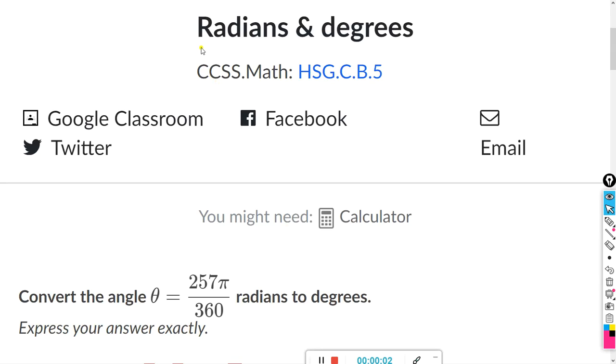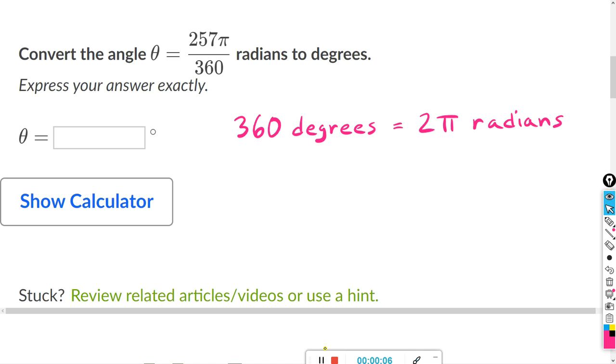This will be for the Khan assignment, radians and degrees. So radians and degrees are both angular measurements. Okay, most of you already know if you go once around a circle, that's 360 degrees. But if you measure once around the circle in radians, that's going to be 2 times pi. So in order to find the conversion factor, I'm going to divide both sides by 2.